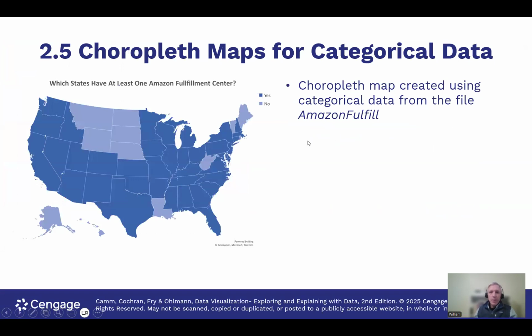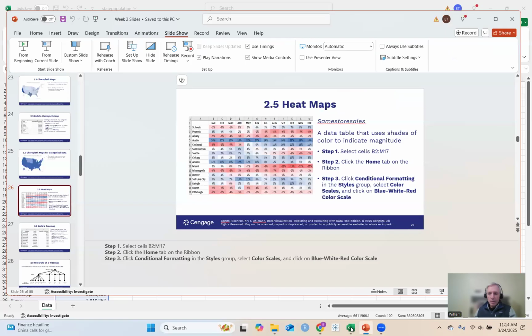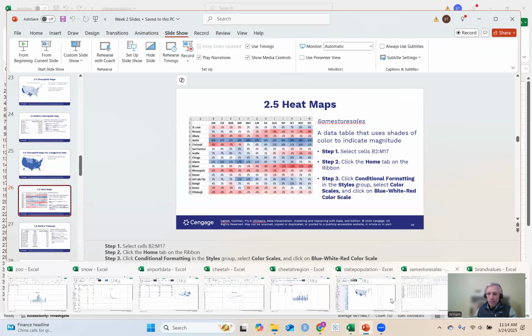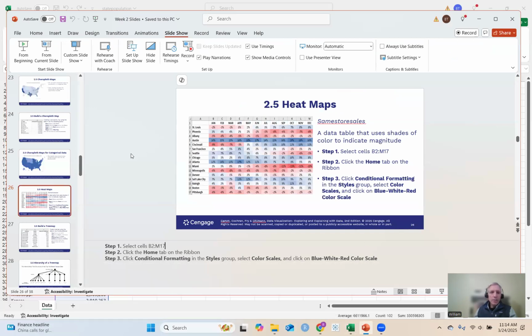Here's a choropleth map of Amazon Fulfillment. Let's go make that real quick. Actually, I don't think I have that data. Let's not do that. I'm going to leave that as an exercise.